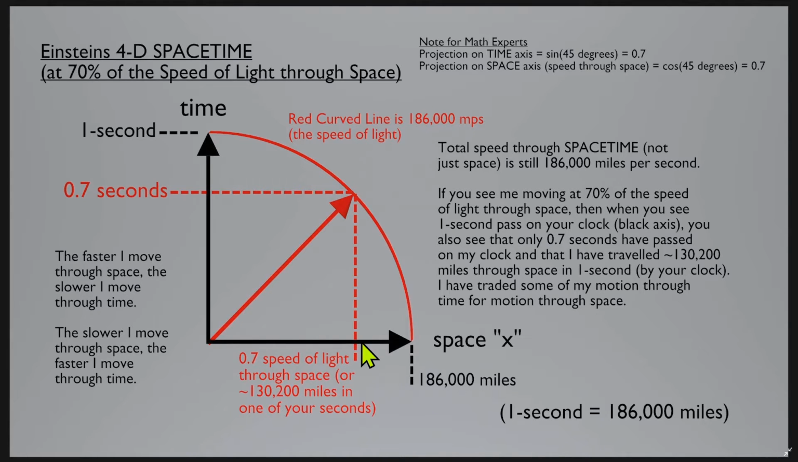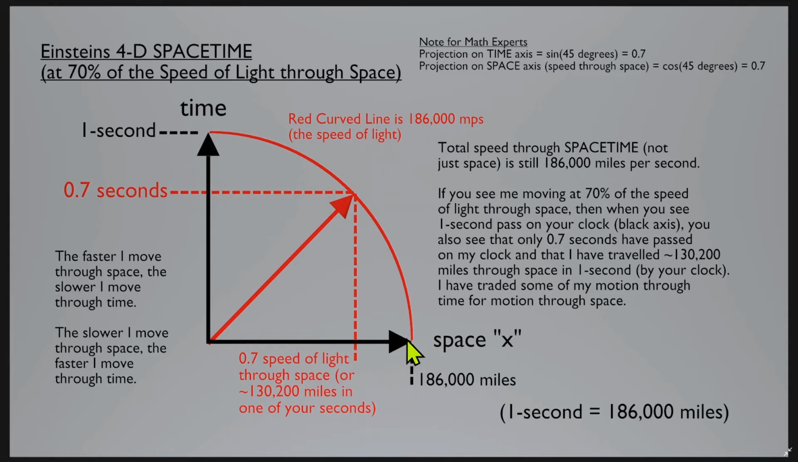But the fun part and the time dilation part is that when you look at your watch, you will see that 1 second that passes on your watch is different than when you look at my watch. When you look at my watch move in the moving spaceship, you will see that only 0.7 seconds have passed on my watch in the spaceship. So what has happened is by getting in the spaceship and moving through space, I have traded some of my motion through time for motion through space.